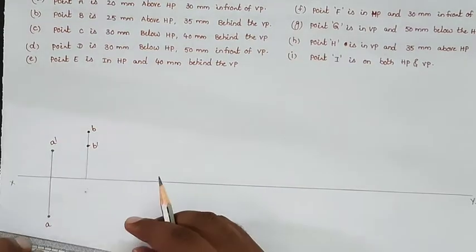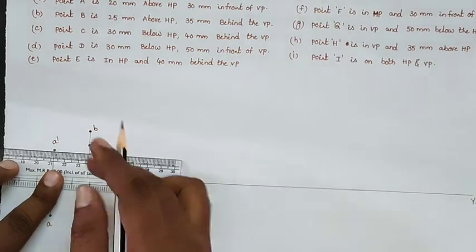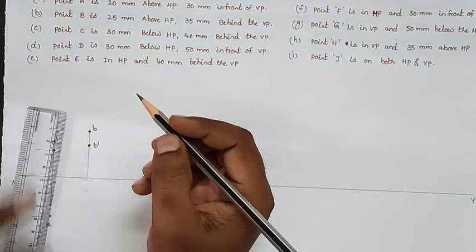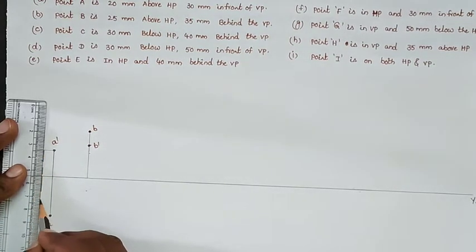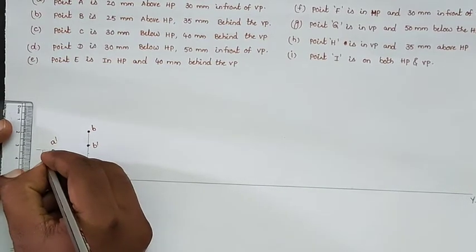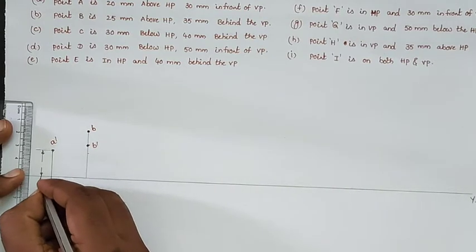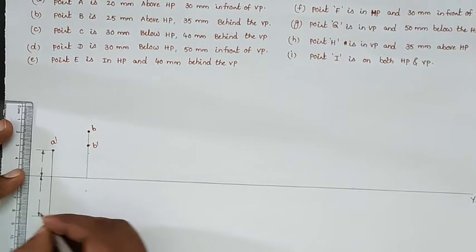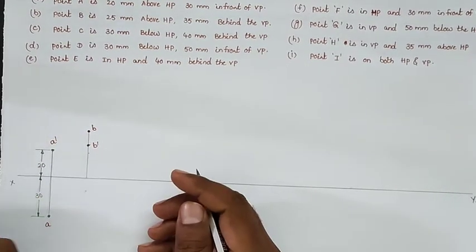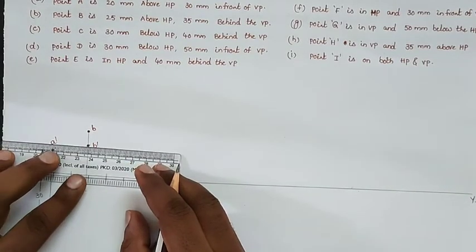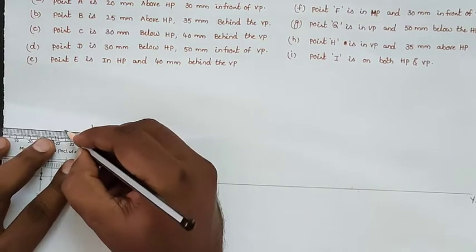I am giving the dimensions also one by one. I am giving the dimensions here, representing the first problem. The dimensions I am also giving: 20 mm above HP and 30 mm in front of the VP. And the second problem is 20 mm above HP and 35 mm behind the VP. So we'll draw the projections.